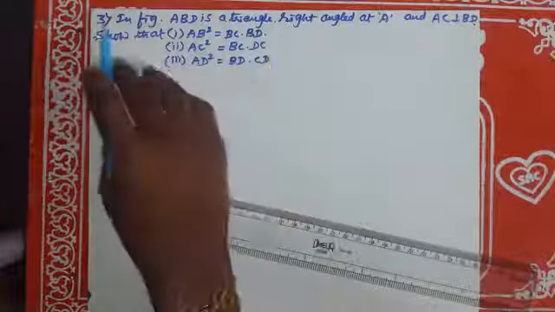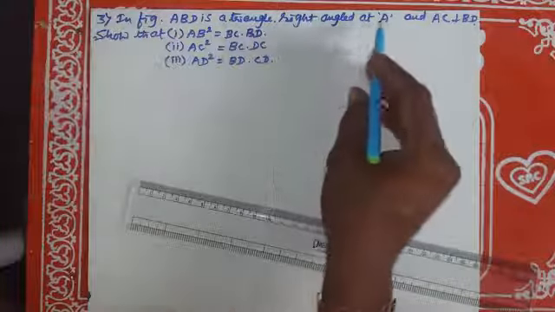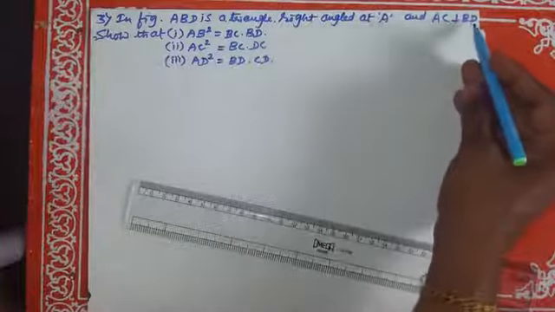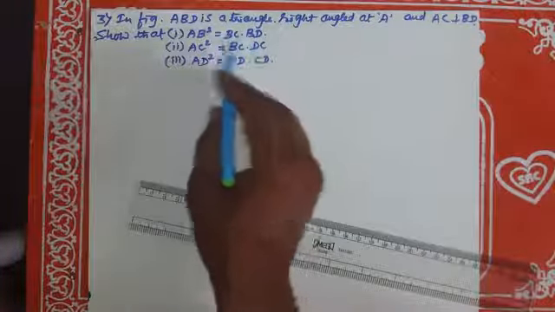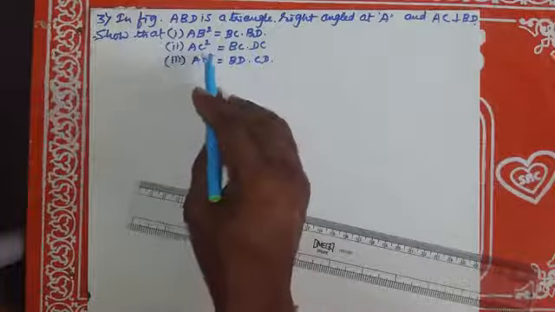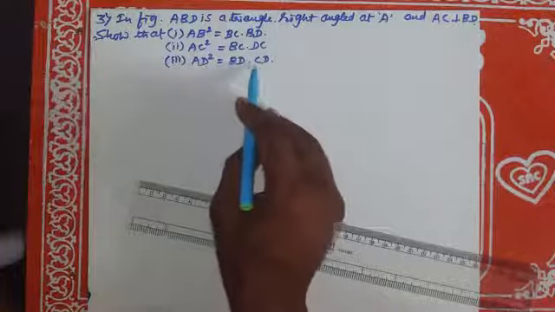Students, now let us discuss the third question. In the figure, ABD is a triangle, right angled at A and AC is perpendicular to BD. Show that AB square is equal to BC into BD. Second question, AC square is equal to BC into DC. Third question, AD square is equal to BD into CD.